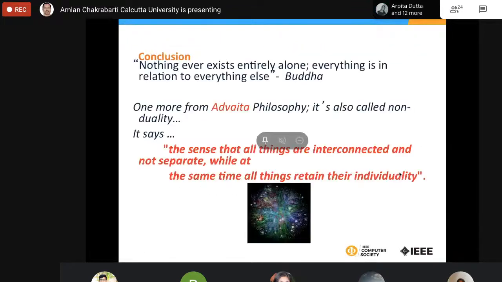And last, I want to say there are two beautiful philosophies. One is from Buddha, who tells that everything is in relation to everything else, right? That was told by Buddha, and that is what IoT is. Every device is now related to every other device. And our Advaita philosophy also tells that we are in an interconnected world, though individuality also remains. So that's also a fascinating view of IoT, which tells that you have connected devices.